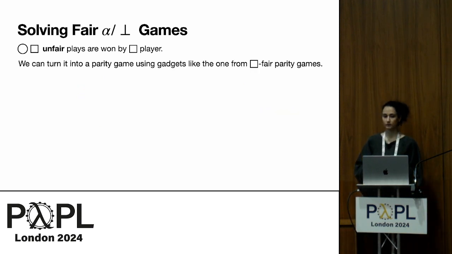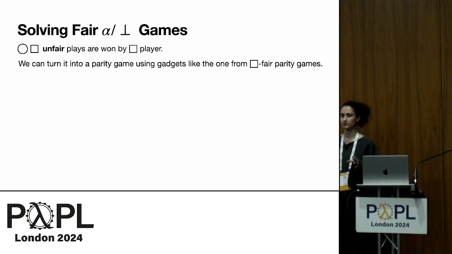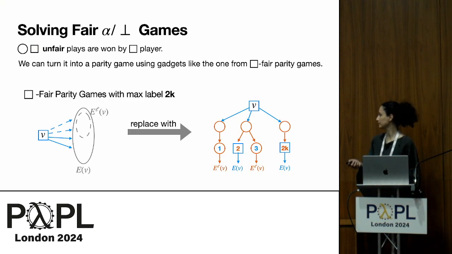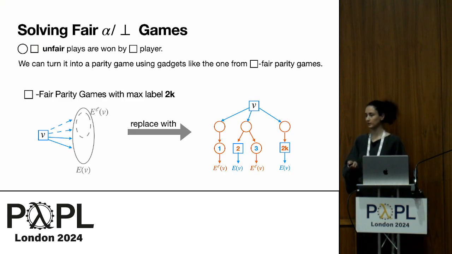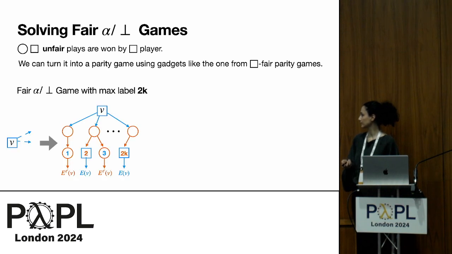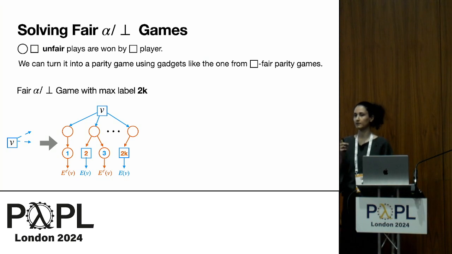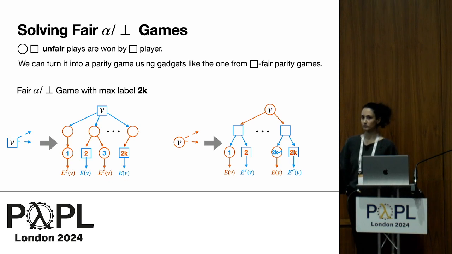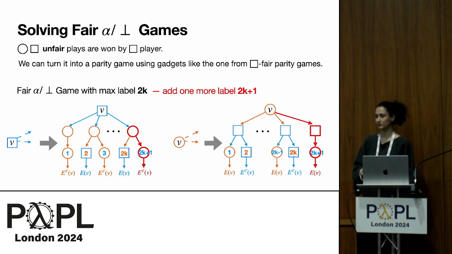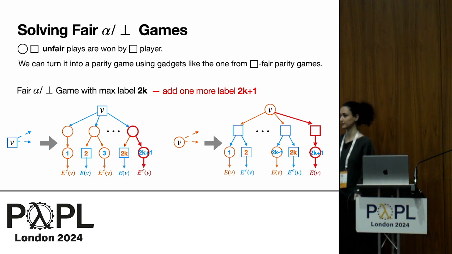And actually, we can turn these games into a parity game using gadgets, very much like the square fair parity games. Just remember that if we had a square fair parity game with the maximum label 2k, then we could just replace it with this gadget. For an alpha bottom game with maximum label 2k, for the square nodes that have live edges, we will take the same gadget. For the circle ones, we will take the dual of the gadget, and we will add one more label, 2k plus 1. Intuitively, what it does is as follows.